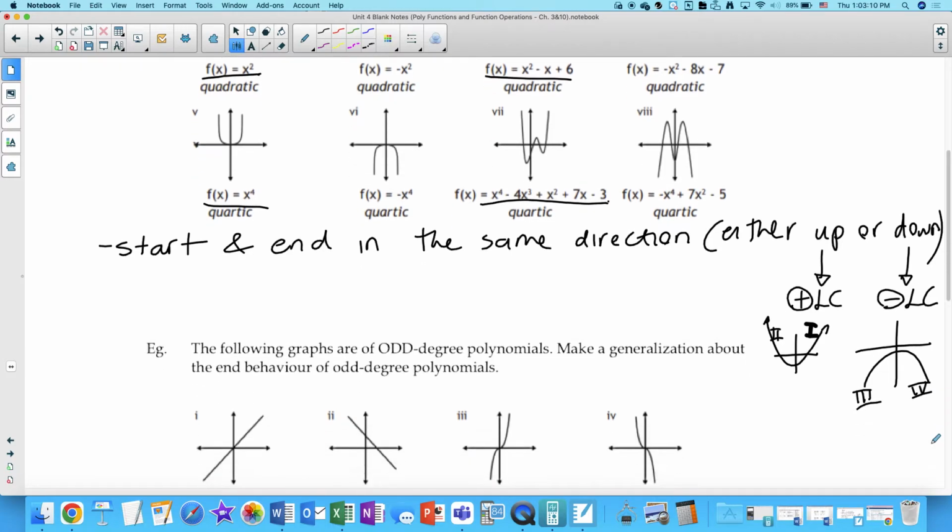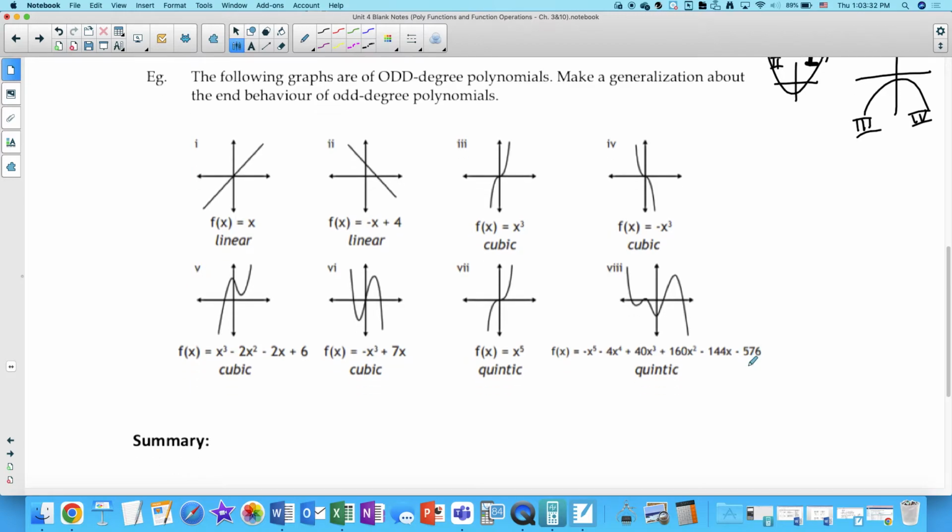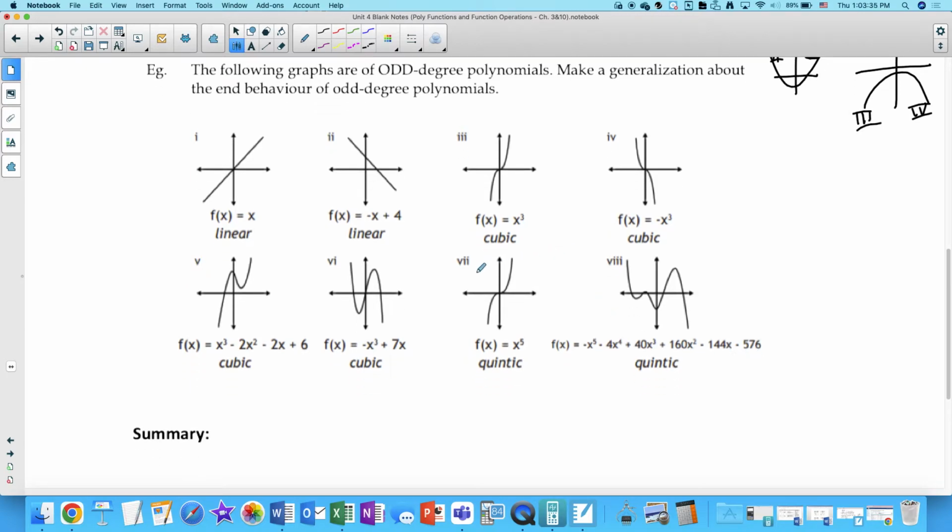Okay, so now let's look at some odd functions. The first 2 functions are linear, degree 1. Then we have some cubic functions, degree 3. These are also degree 3. This is a degree 5 function, and then this is also a degree 5 function. Specifically with the cubic functions and with these degree 5 functions, here it starts down and then it levels off and then goes up. And here it starts up, levels off, goes down.